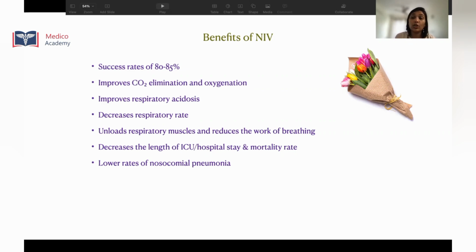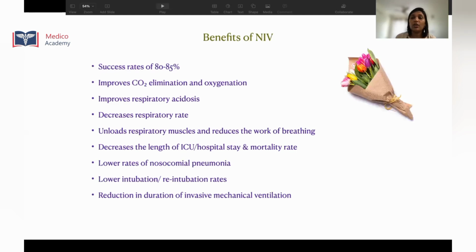Also, since no invasive airway devices are used here, you have lower rates of nosocomial pneumonia. You also have lower intubation and reintubation rates, as we discussed, post-operative extubation failure, or even post-extubation failure in high-risk patients. These can be avoided using NIV. And also there is a reduction in the duration of invasive mechanical ventilation.